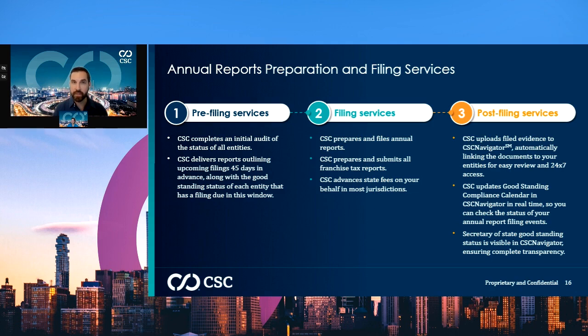Really what it starts with is conducting an initial audit of the status of all the entities in every jurisdiction. And we handle filings in all 50 U.S. states, the District of Columbia, all the U.S. territories such as Guam, Puerto Rico, U.S. Virgin Islands, American Samoa, Northern Mariana Islands, and all Canadian provinces and territories. We also send you a reminder 45 days in advance of these deadlines, letting you know what is coming due and what information may be needed.